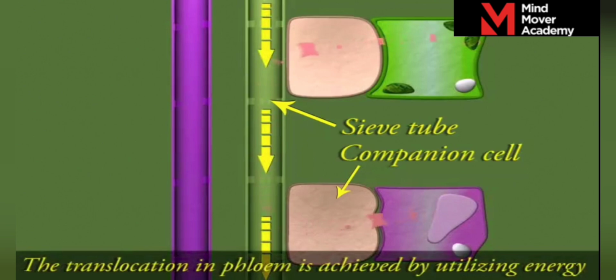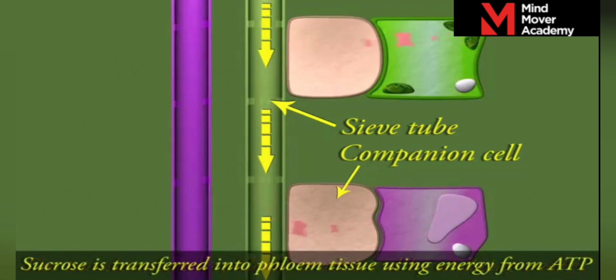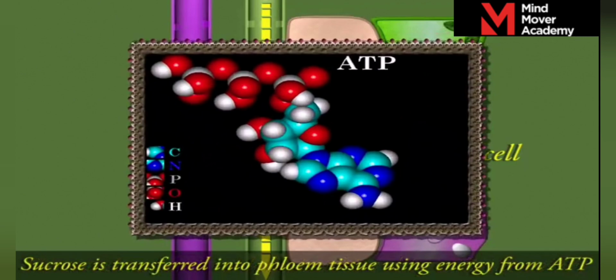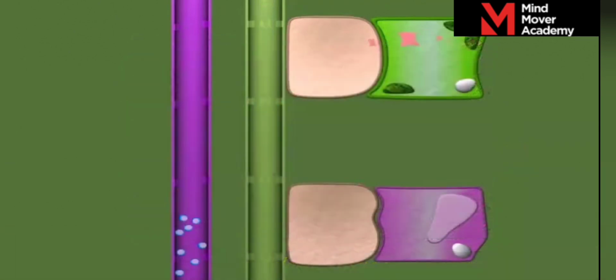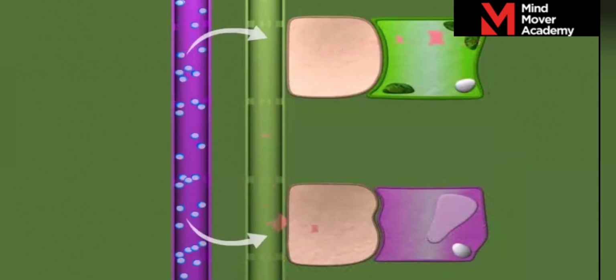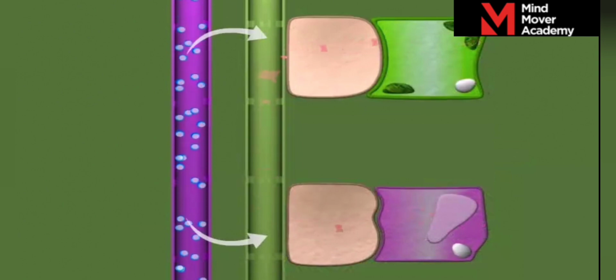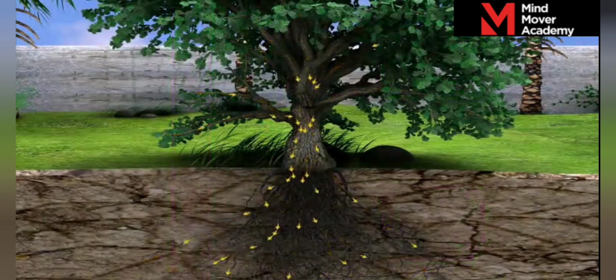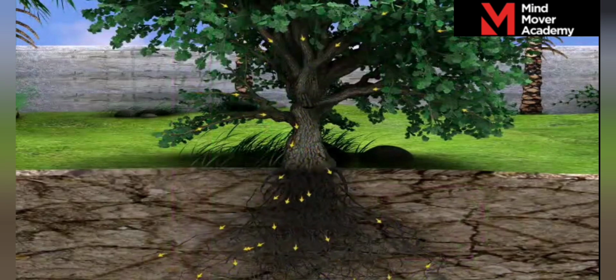The translocation in phloem is achieved by utilizing energy. Material like sucrose is transferred into phloem tissue using energy from ATP. This increases the osmotic pressure of the tissues, which causes water to move into it. This pressure moves the material in the phloem to tissues which have less pressure. This allows the phloem to move materials according to the plant's needs.